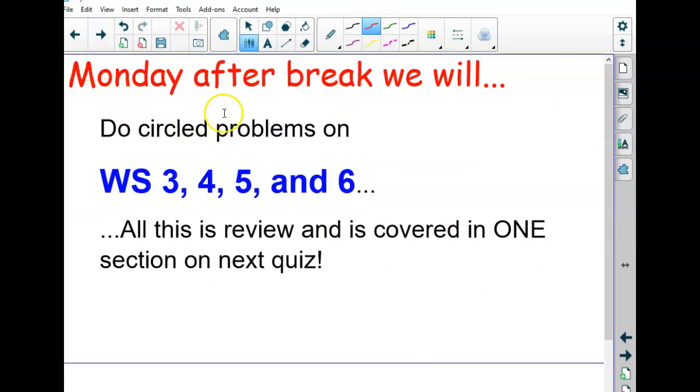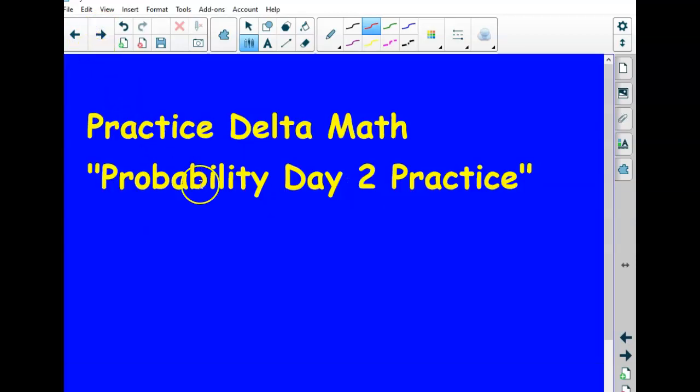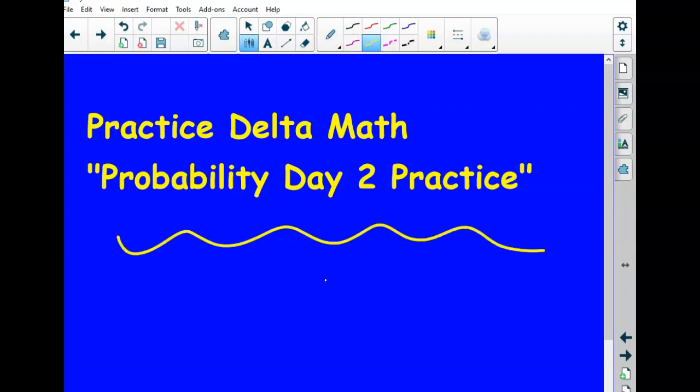All right, after spring break, we are going to do worksheet 3, 4, 5, and 6, all the circled problems. One day we're going to work on those. If you wanted to get ahead or you weren't going to be here that Monday, that's going to be the assignment. But today, it's Delta Math, okay? So grab your calculator or that little computer thing, Chromebook, and work on Delta Math the rest of the time.